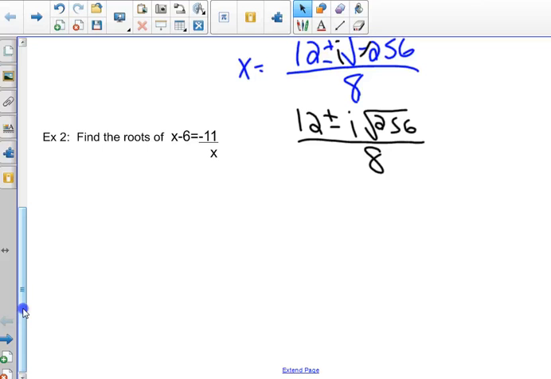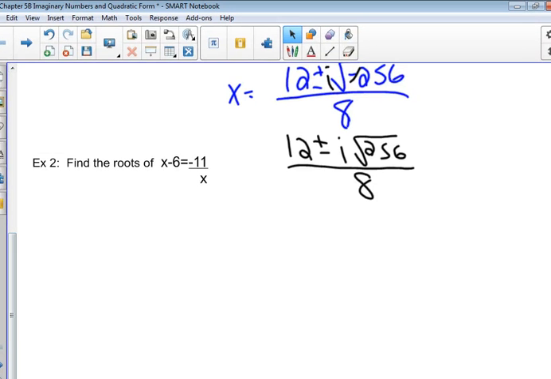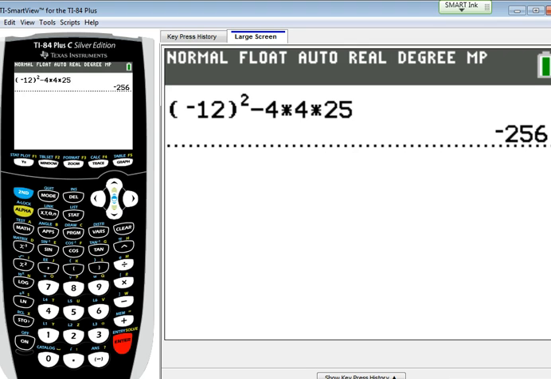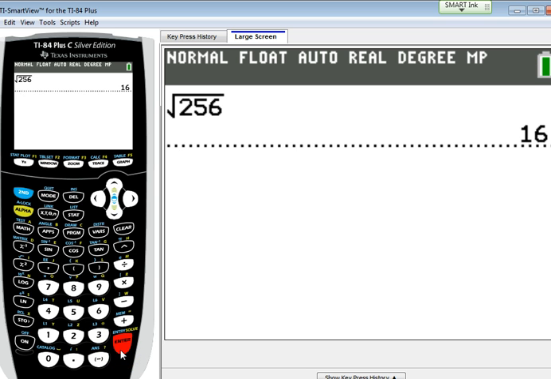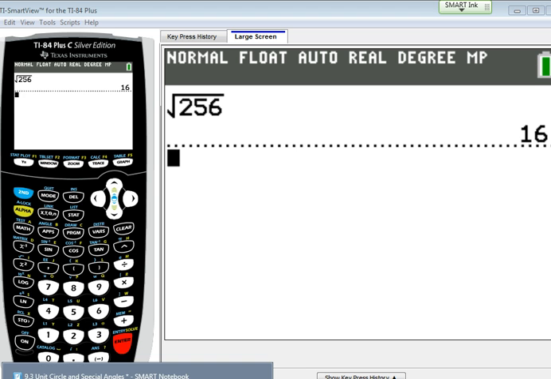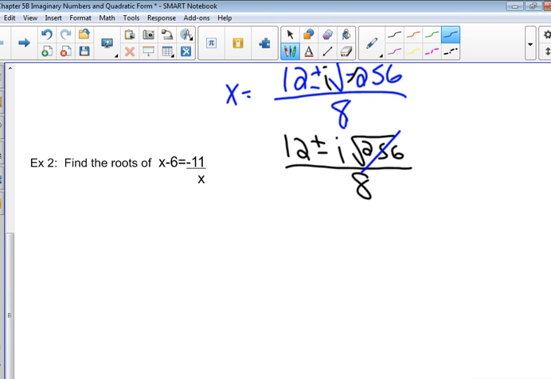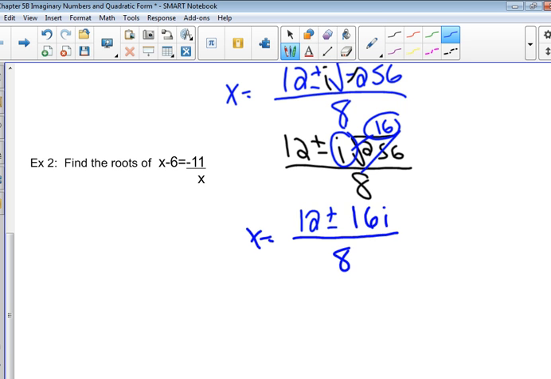Try it out. You say 16? Well, if we're not sure, we can do square root of 256. I think you guys are right though. Yeah, 16. Good, so it's a perfect square. So we cross that out, make it a plain 16. So we have 12 plus or minus, now which one goes first when you multiply those? Good, 16I all over 8. Now this is correct, but you'll see it's a bigger number. What happened?